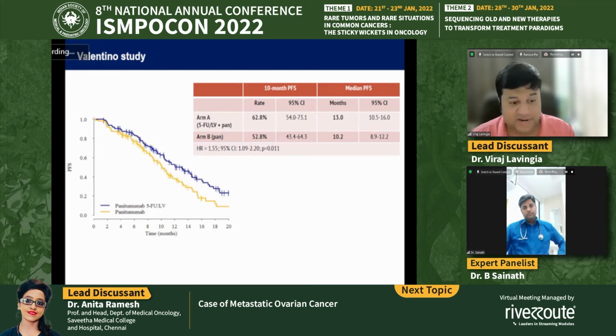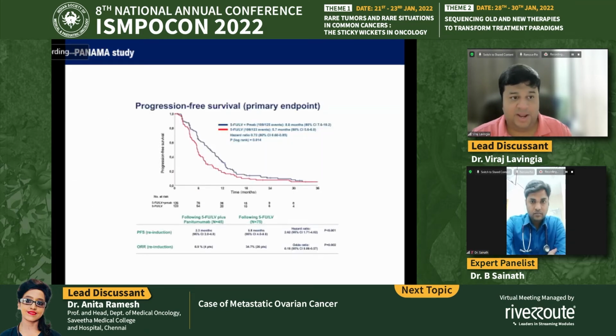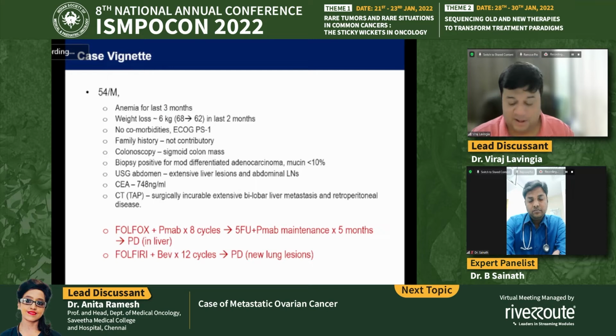Reiterating what you said, adding 5FU plus PMAB is better than continuing PMAB alone. The latest study at the last ASCO showed that PMAB plus 5FU is better than 5FU alone. Although overall survival is not improved, PFS is improved, as with any maintenance strategy we use in colon cancer. Okay, Dr. Naresh, have you joined?